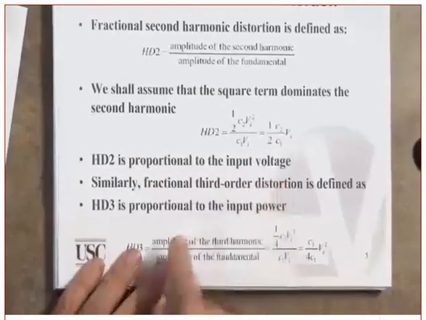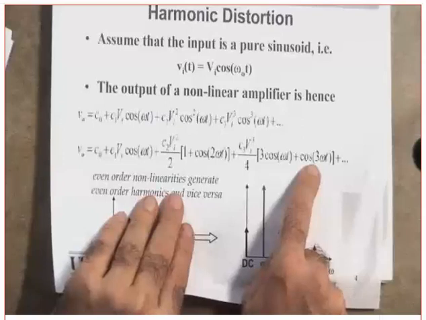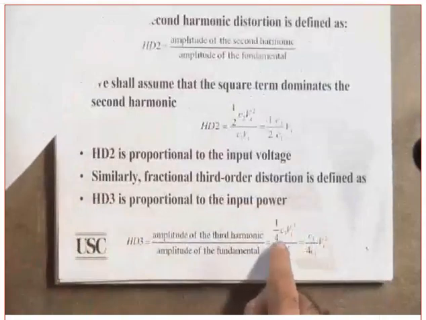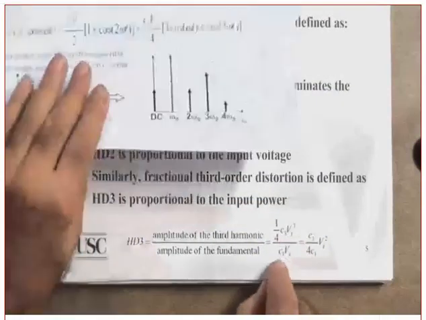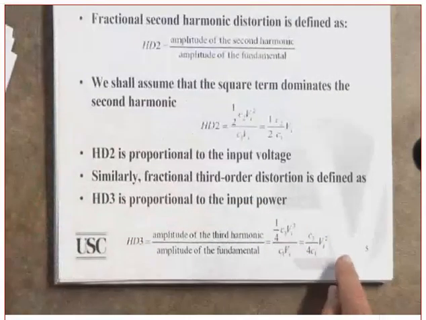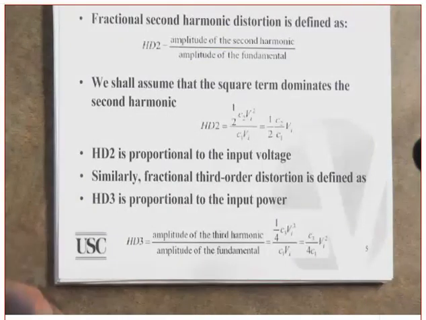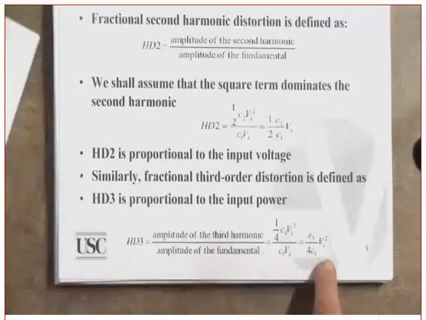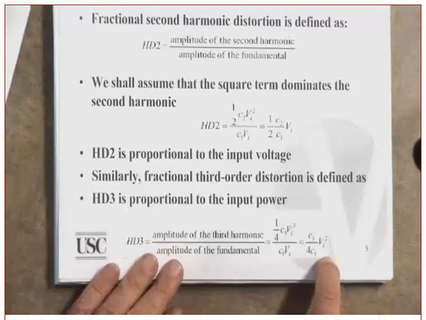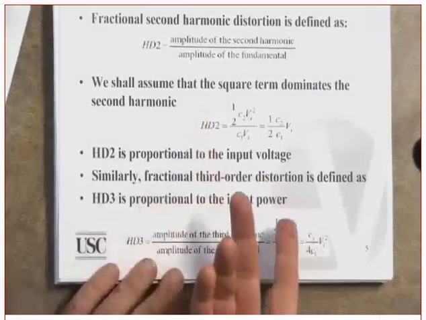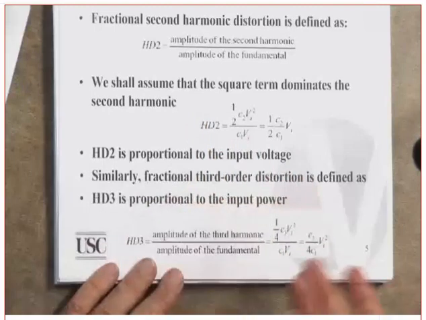Similarly, for the third order, where did this come from? This came from this guy, which is 1/4 C3 VI cube divided by C1 VI. And what do you notice? You notice that the third harmonic distortion is proportional to VI square of the input voltage. Now, is this necessarily higher than this or lower than this? It all depends on what?